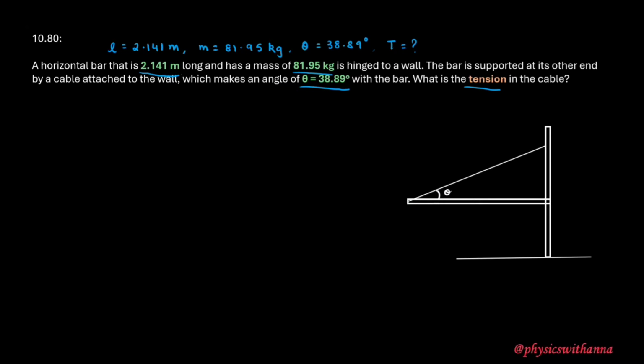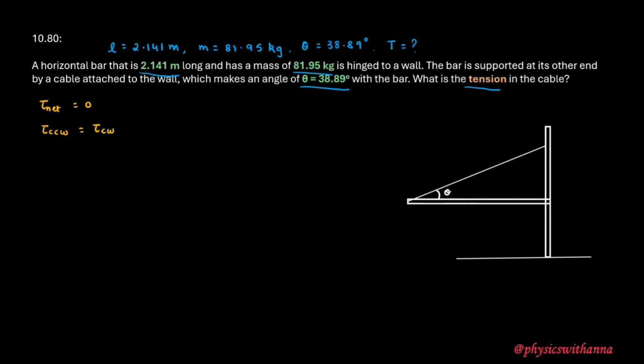Now if the bar is in static equilibrium, that means the net torque acting on the bar must be equal to 0. So when we say net torque is 0, it means that torque which are counterclockwise must be equal to torque which are clockwise.